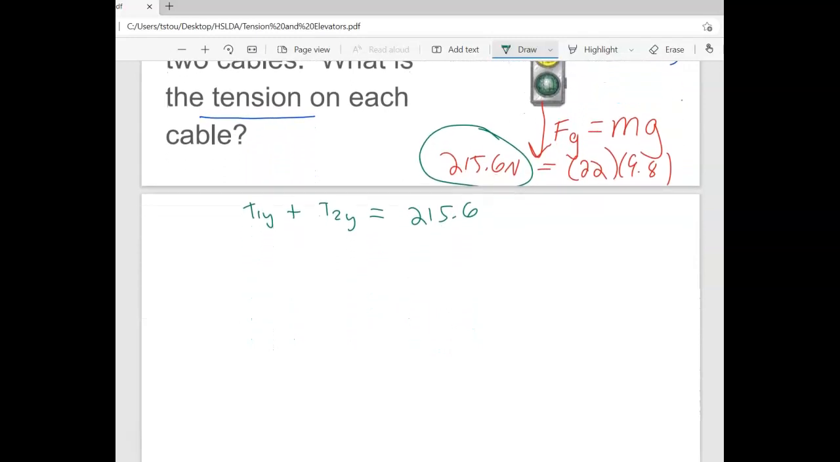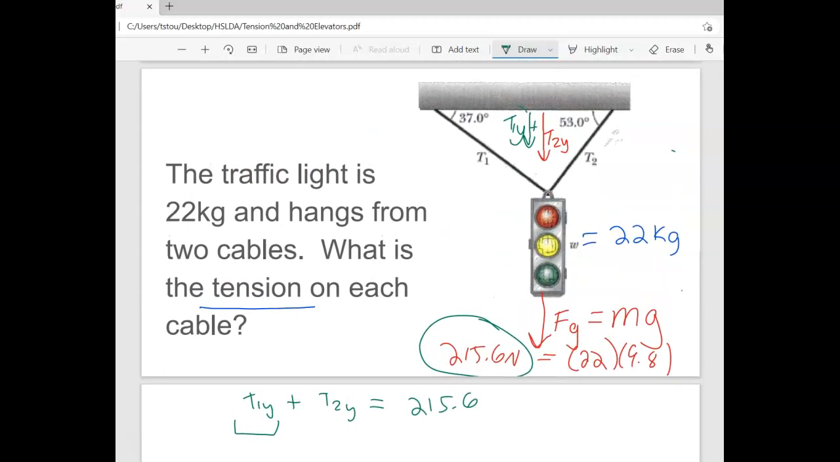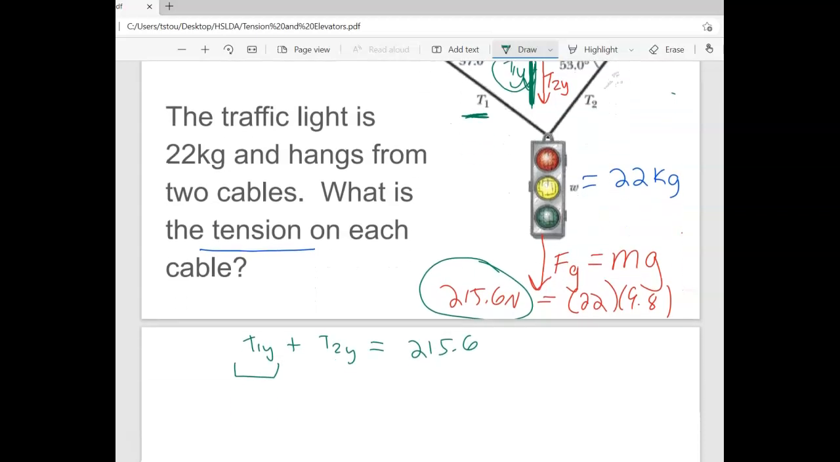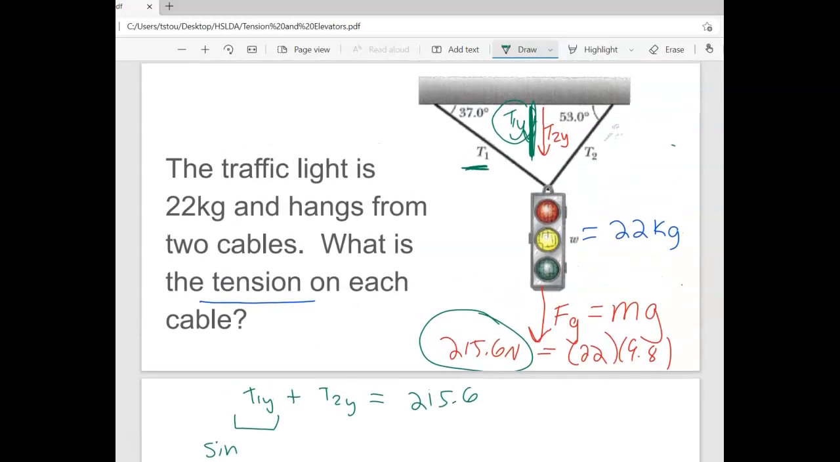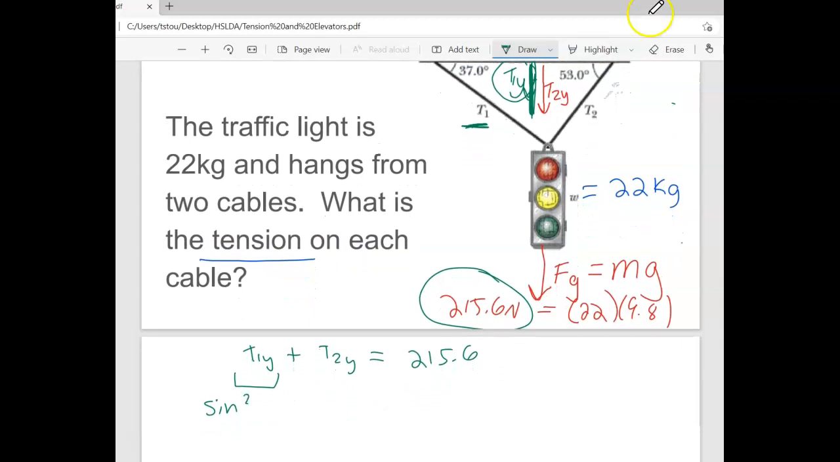All right, so here we go. I'm going to start with this T1y here. I want to know what that value is in relation to T1. Well, if I look at T1y, I can see that it is opposite of the angle. Opposite over hypotenuse is sine. I know that sine of the angle, 37, is equal to the opposite, T1y, over the hypotenuse, T1.